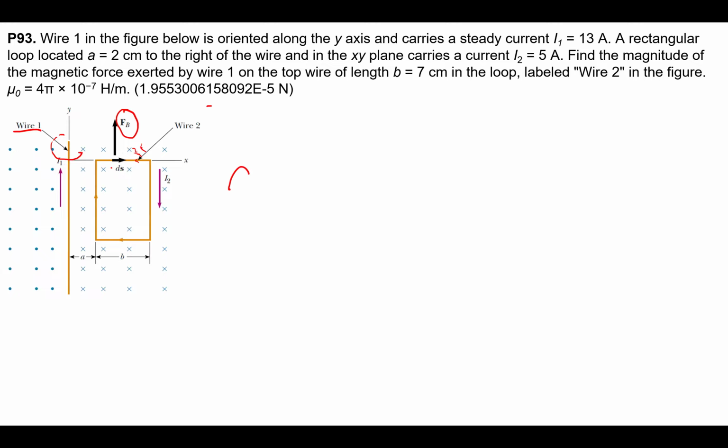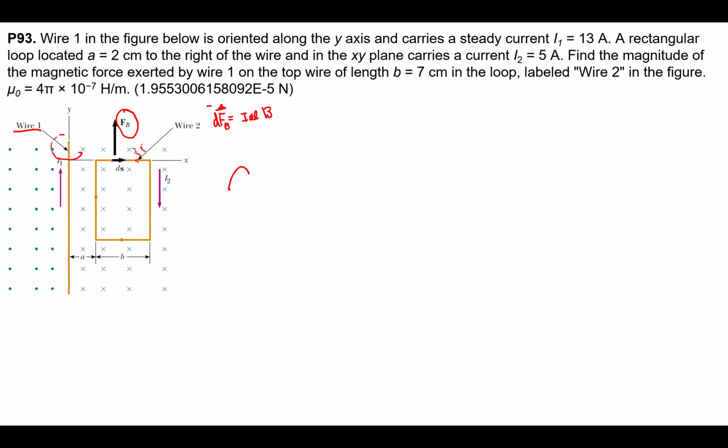And then here is the top wire. And then we need to figure out what is the magnetic force, FB, on the top of this wire. So each element works in the magnetic field. The force is given by I dl, dF is I dl times B.